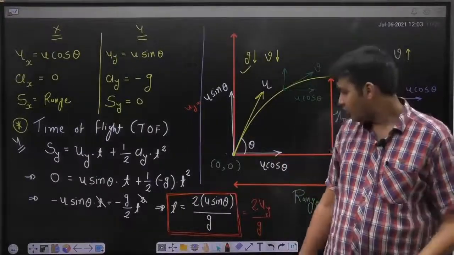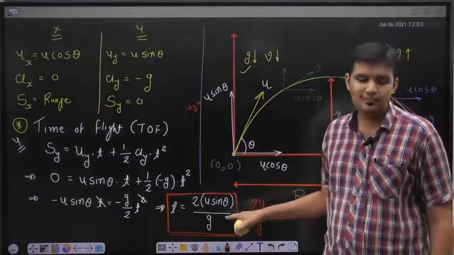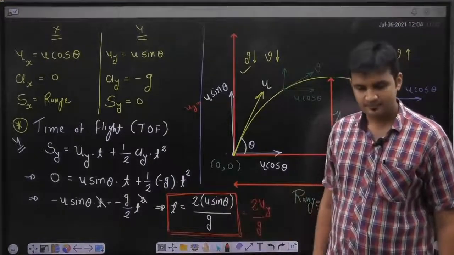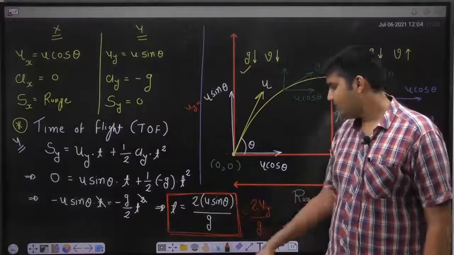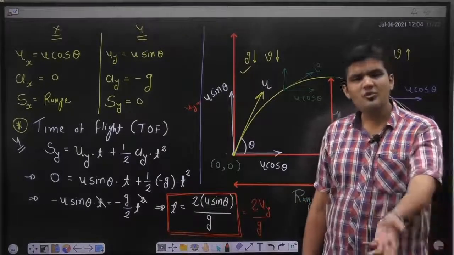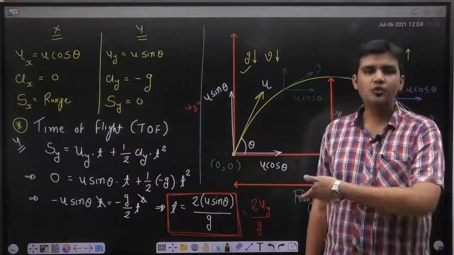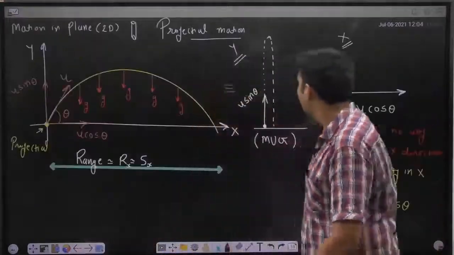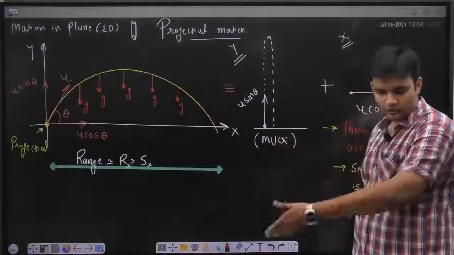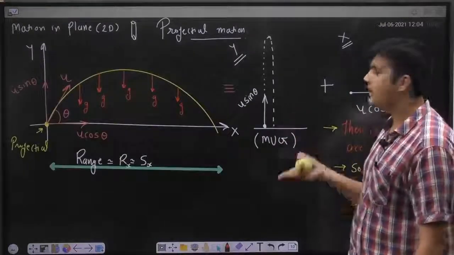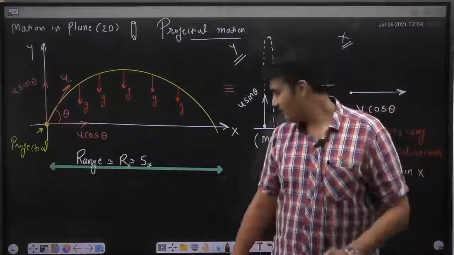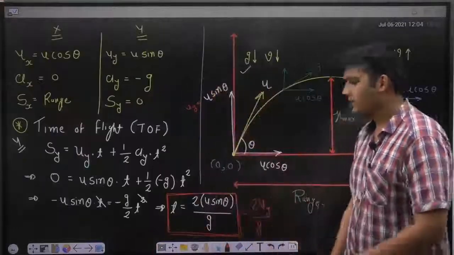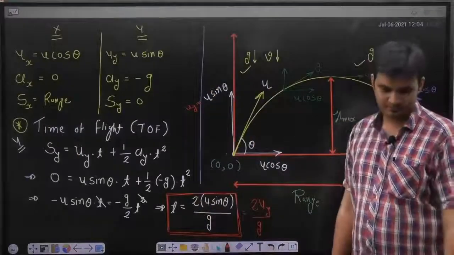It is straightforward. So put sine 90 instead of theta. Put theta is equal to 90. What is your answer? It is 2 u by g. Your motion under gravity, the story ends. If you put it, you will end up with this only. So it is already formed. Check your notes, you have time to write it. 2 u y by g. Feel it. And here you have what? 2 u sin theta by g.